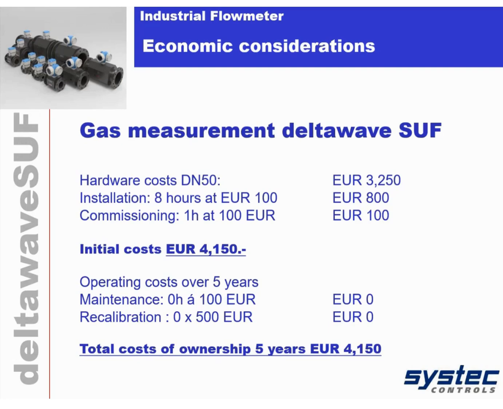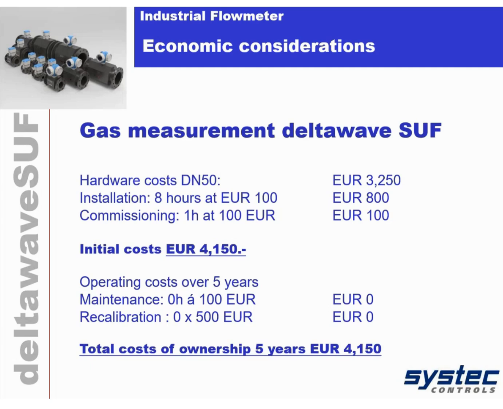Now with the SUF, this is really price-wise a very attractive technology. So we made a low-cost flow meter with a perfect accuracy. The hardware cost for a DN50, for example, is 3,200 euro. This includes temperature and pressure compensation, the flow calculator, everything. Installation for sure is a little bit longer, so it will take you 8 hours, for example, to cut the pipe and everything. Commissioning 1 hour, so let's assume 900 euro. So the total cost of ownership is 4,150 euro.